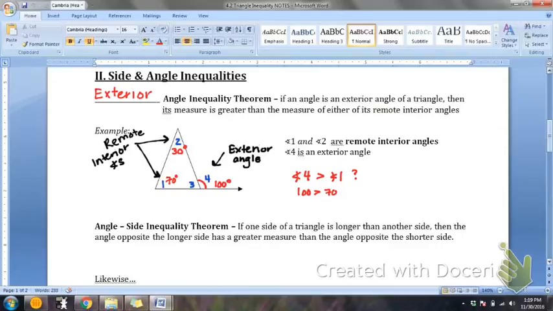And then would you also agree that angle 4 is greater than angle 2? I already said angle 1. Angle 4 is also greater than angle 2, right? Because 100 is greater than 30. So this rule just says the one on the outside is greater than each of the interior ones. Does that make sense? That 100 is greater than the 30, and the 100 is greater than the 70. So that's what this rule says. It says the exterior angle is greater than each remote interior angle.